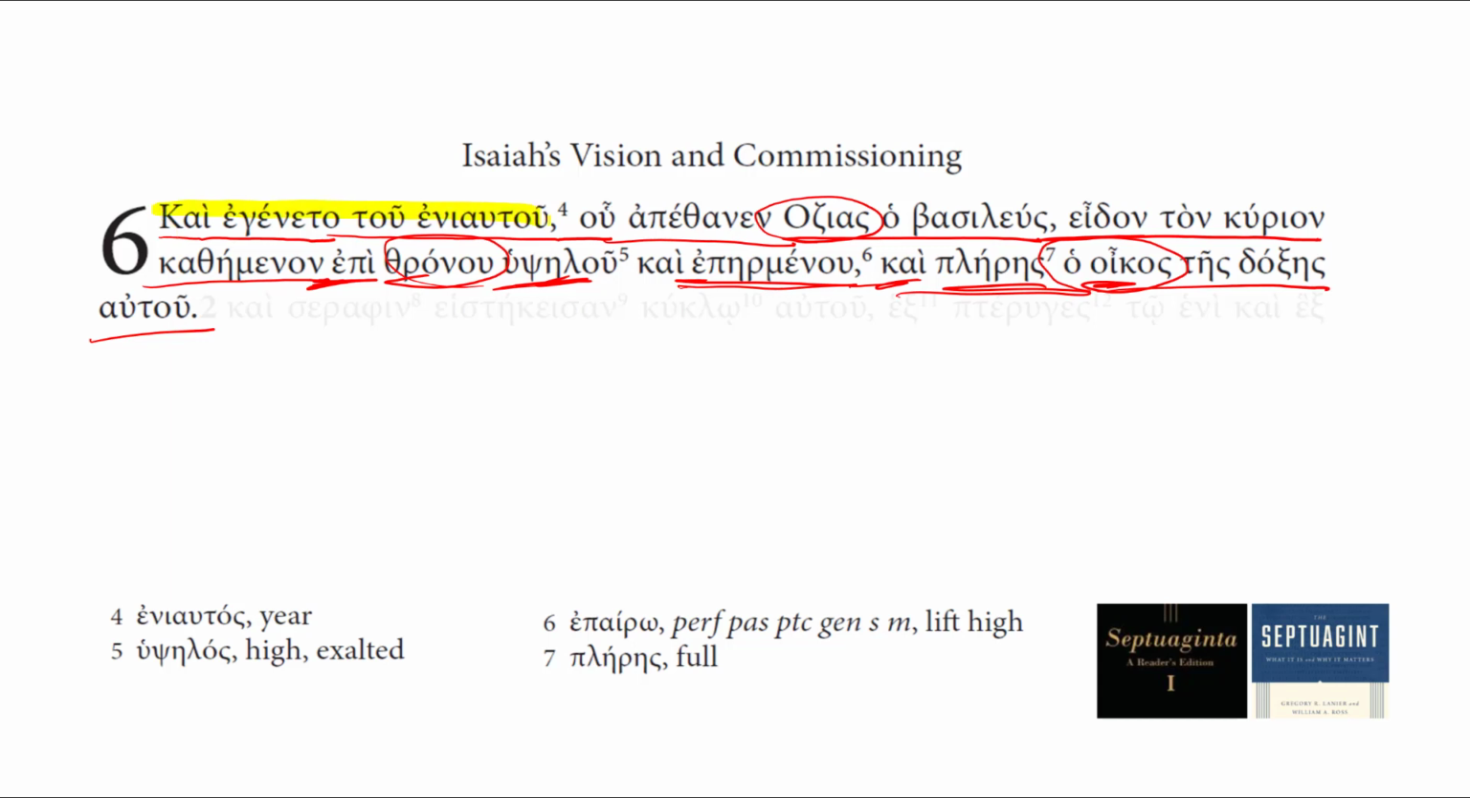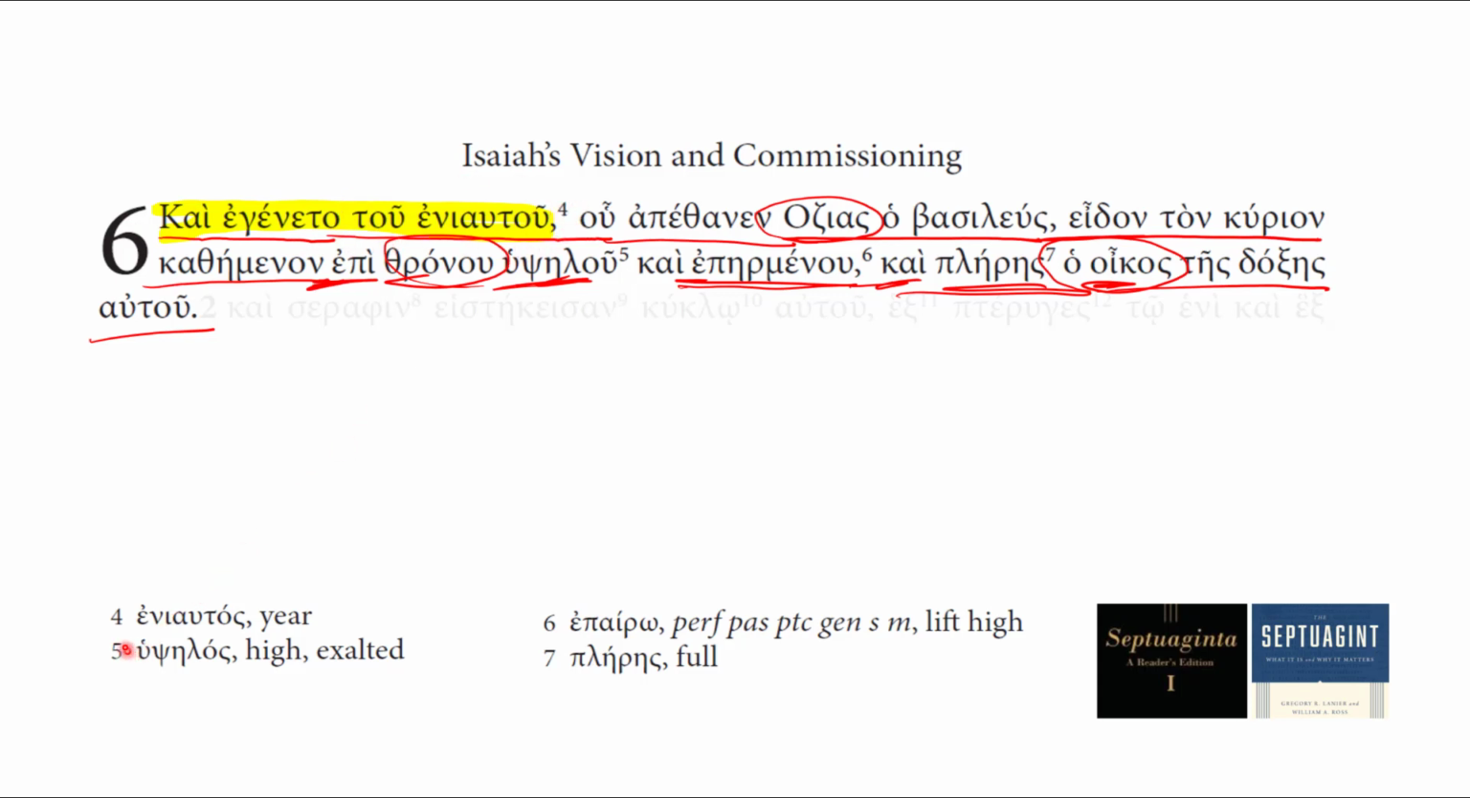First of all, this phrase, kai egeneto tō eniautō. The phrase kai egeneto is very common throughout the Septuagint, and it's particularly common at the beginning of a new section of narrative introducing a subsequent or new event that takes place. And we see that here combined with a temporal phrase.